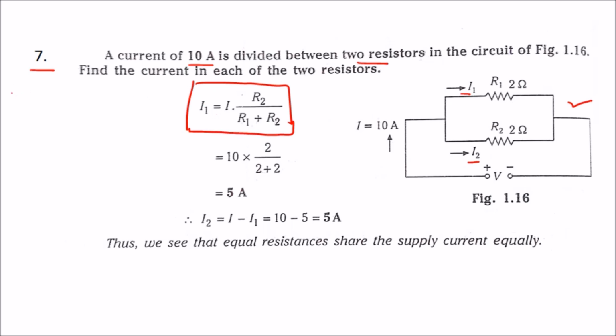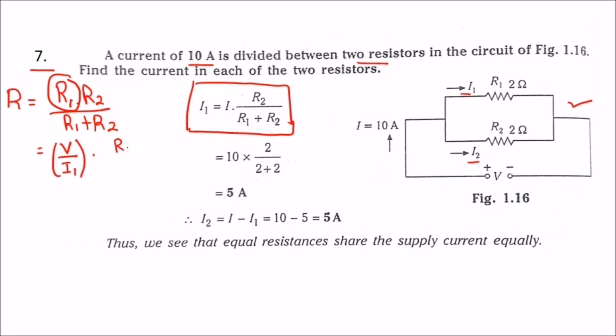I will show you. We know that if there are two parallel resistors, the equivalent resistance will be R1 into R2 divided by R1 plus R2. So this is the equivalent resistance. We need to find the current I1. So we will simplify this: R1 will be equal to V by I1, and the remaining part we write as it is, R2 divided by R1 plus R2. So on this side R will be there.